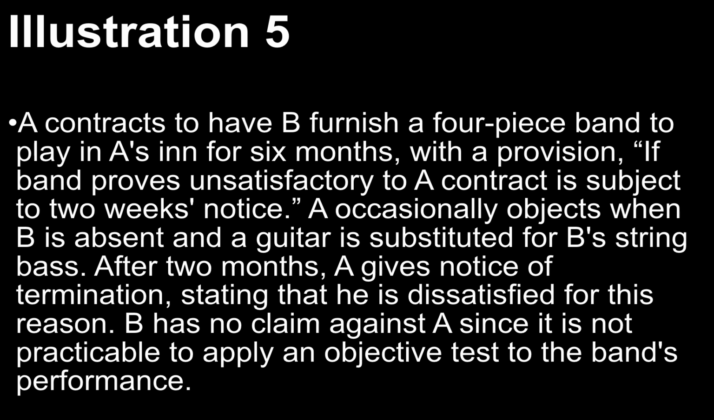In our last illustration, A contracts to have B furnish a 4-piece band to play at A's Inn for 6 months, with a provision: if the band proves unsatisfactory to A, the contract is subject to 2 weeks' notice. A occasionally objects when B is absent, and a guitar is substituted for B's string bass. After 2 months, A gives notice of termination, stating that he is dissatisfied for this reason. B has no claim against A, since it is not practicable to apply an objective test to the band's performance.